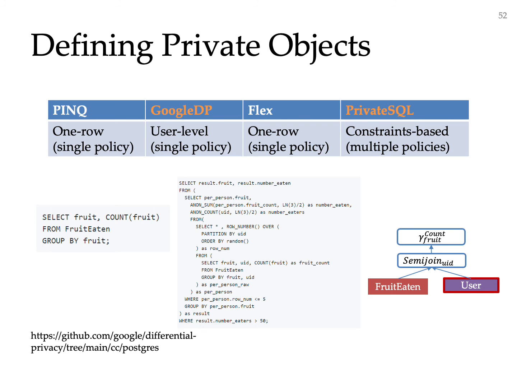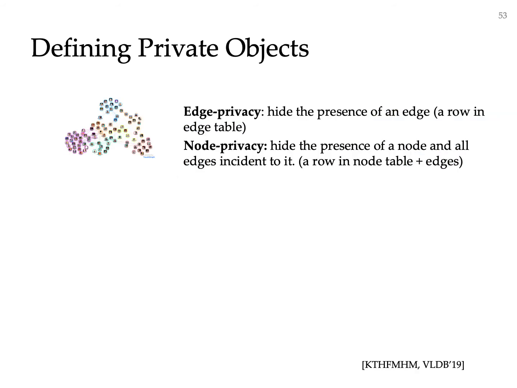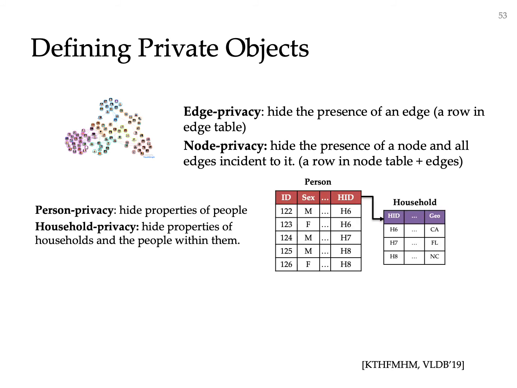For instance, PinQ and Flex only consider a single row in the table, while the Google DP paper enforces user-level privacy, where the privacy is preserved for each individual. Private SQL then provides a more complicated private object which is based on a foreign key constraint. For many cases where data are complex, it's pretty common that there exist many different privacy objects. For instance, for graph data, we may have edge privacy or node privacy. And in the given example, we may have person privacy and household privacy.